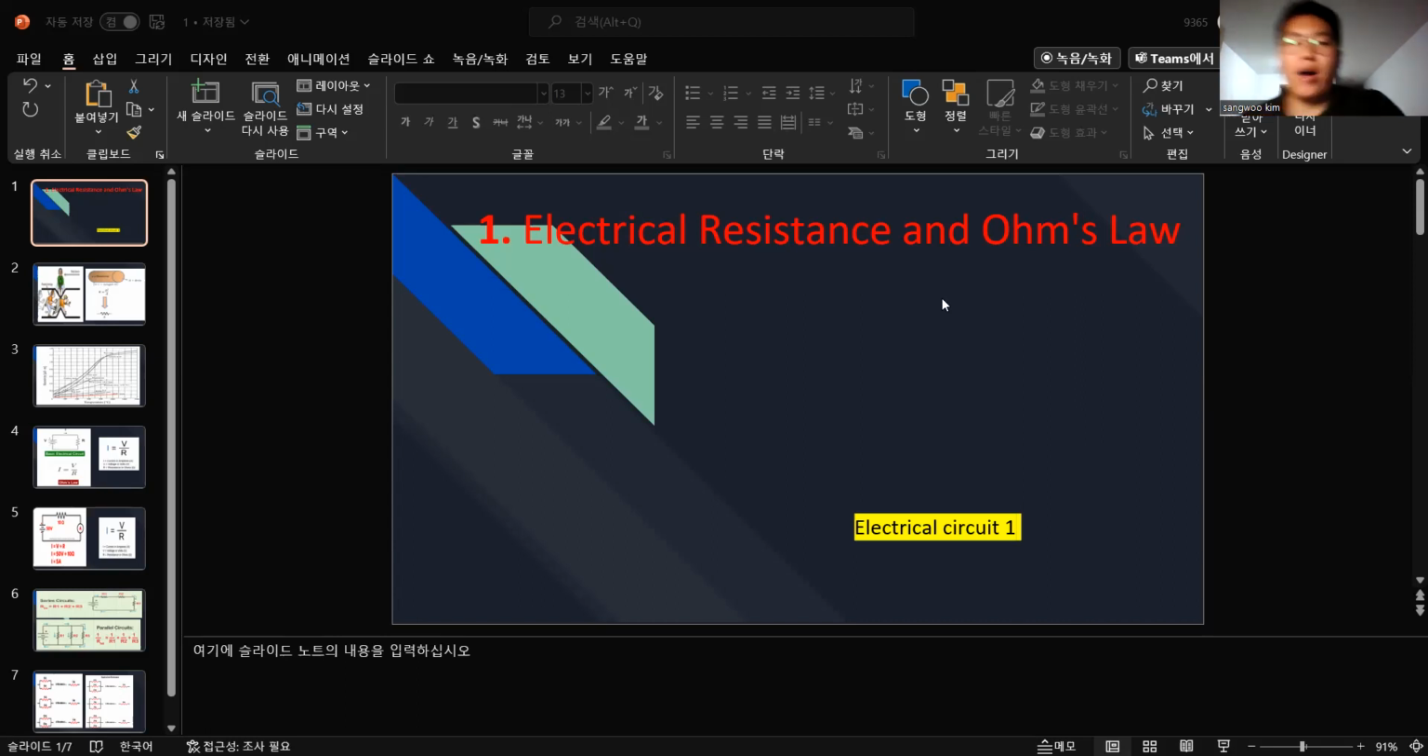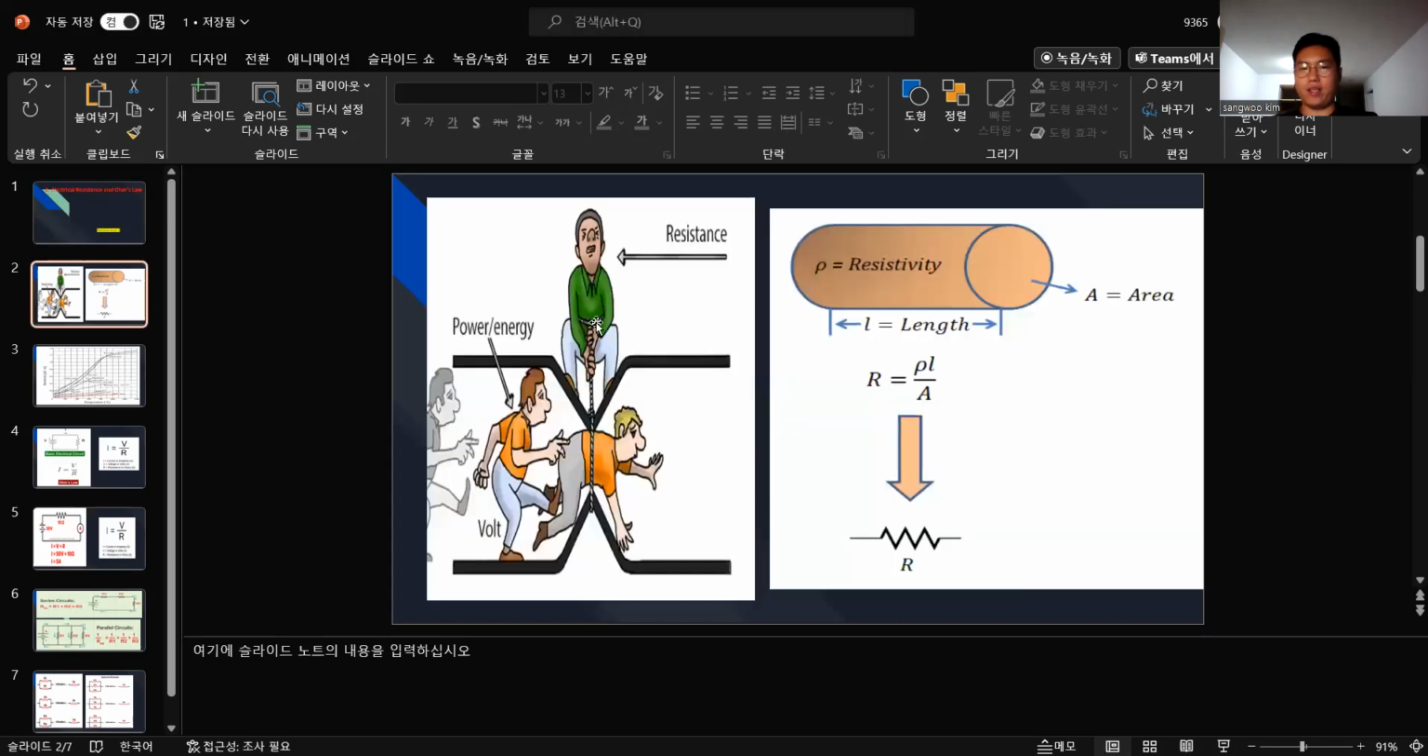Today we will learn about electrical resistance and Ohm's law. Okay? So look at that. Resistor: something interrupts. Here's a good example. Look at that. The energy wants to go, but something prevents it, interrupts it from coming through the line, right? We say this is a resistor.